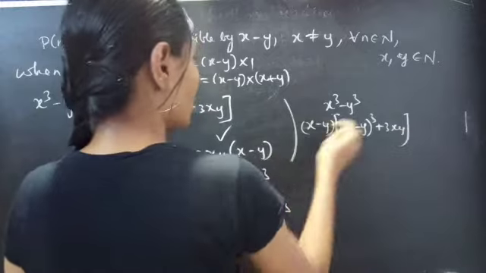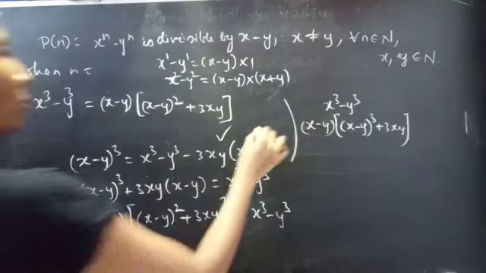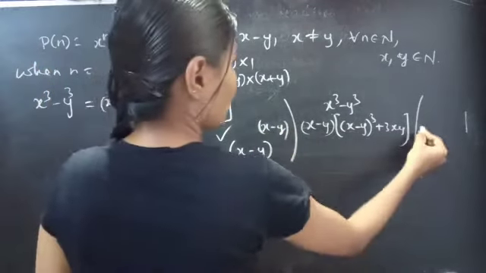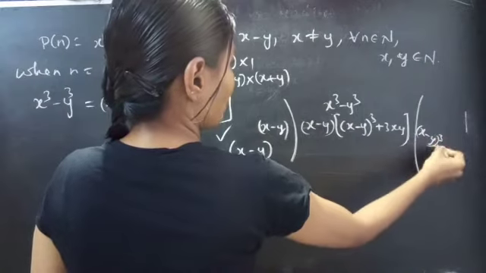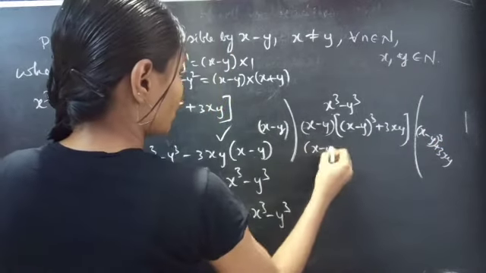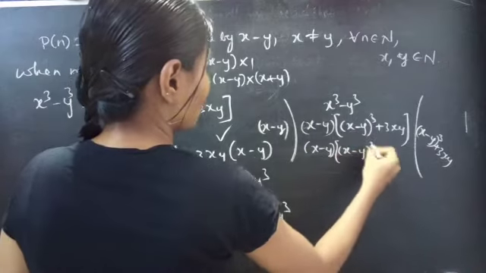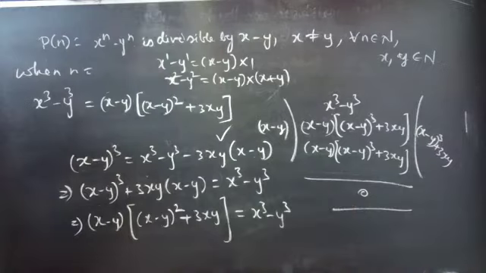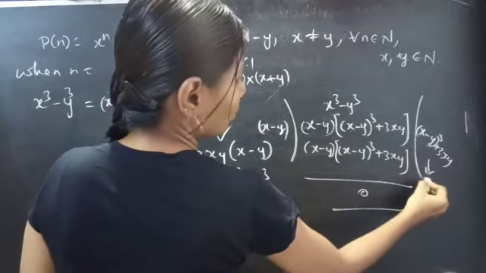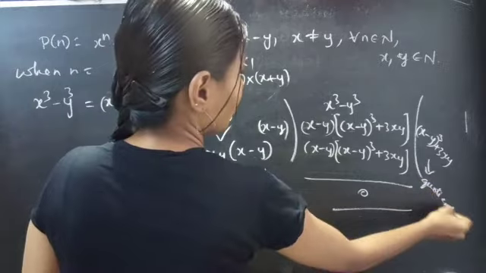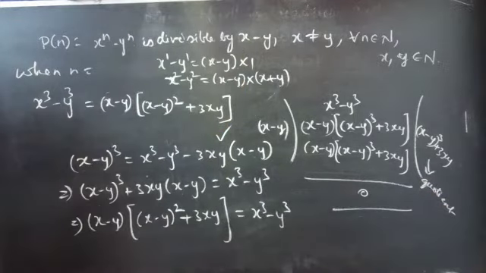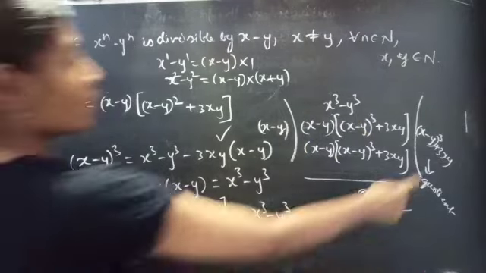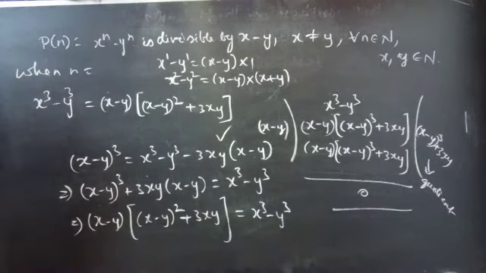Now we'll see whether x cube minus y cube is divisible by x minus y or not. So (x minus y) into [(x minus y) whole square plus 3xy] divided by (x minus y), right? Remainder 0, leaving quotient (x minus y) whole square plus 3xy. So x cube minus y cube is divisible by x minus y, leaving quotient (x minus y) whole square plus 3xy.